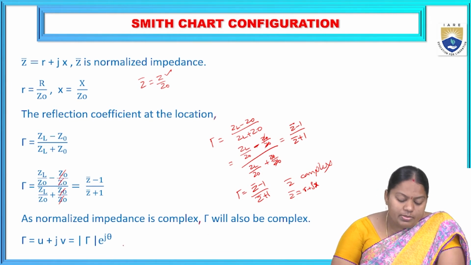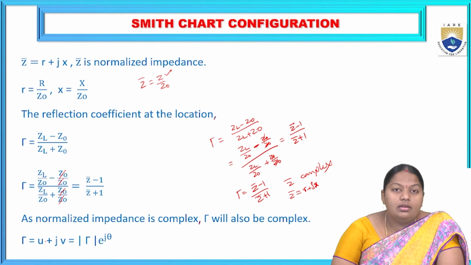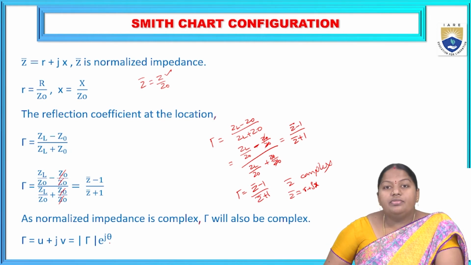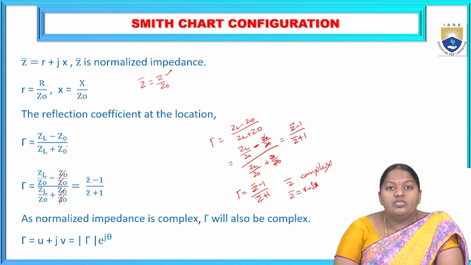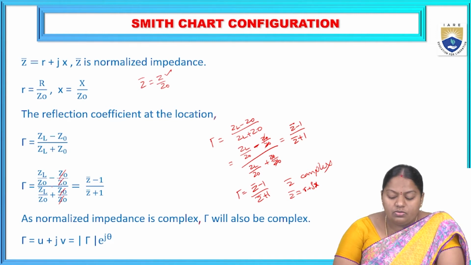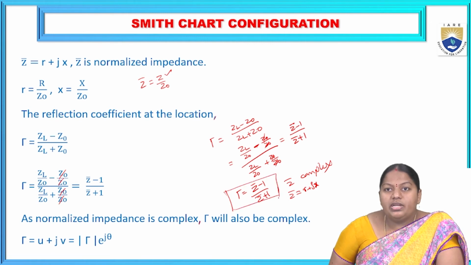So it is given by gamma equal to u plus jv, where u is the real part of the reflection coefficient and v is the imaginary part of the reflection coefficient, right? And the modulus of gamma is the magnitude of the reflection coefficient, and e power j theta is the phase function for that. So from the reflection coefficient plane, we considered the formula ZL minus Z0 by ZL plus Z0. Now from that, we wrote one relation, the reflection coefficient in terms of normalized impedance as Z bar minus 1 by Z bar plus 1.